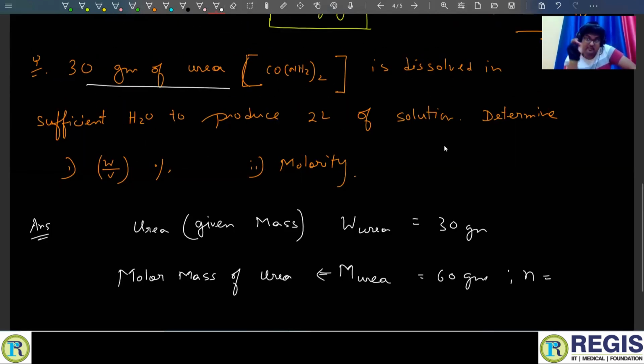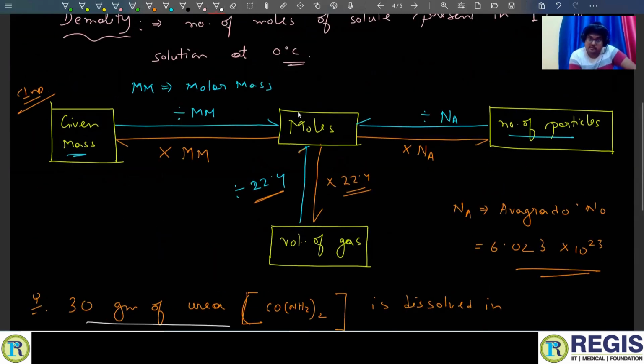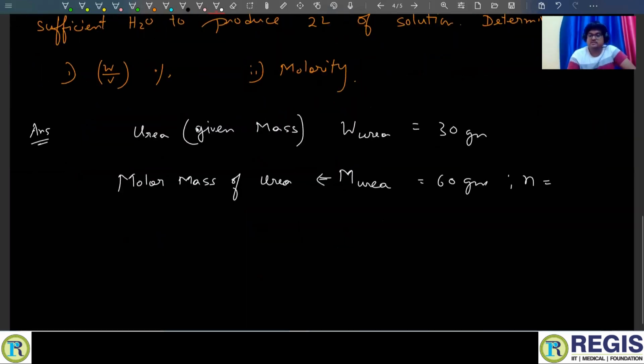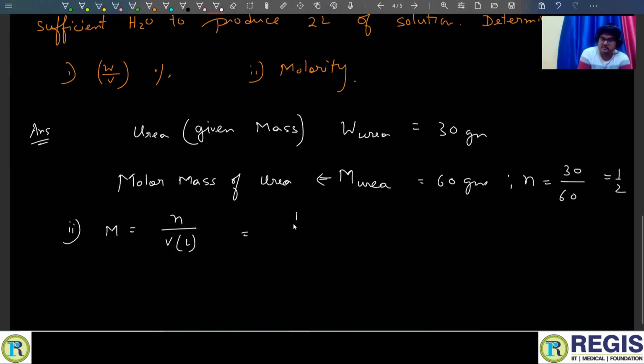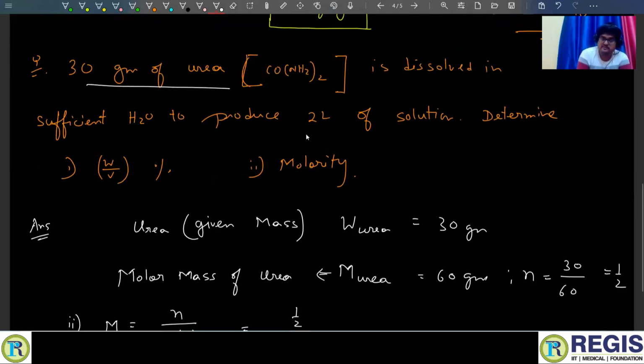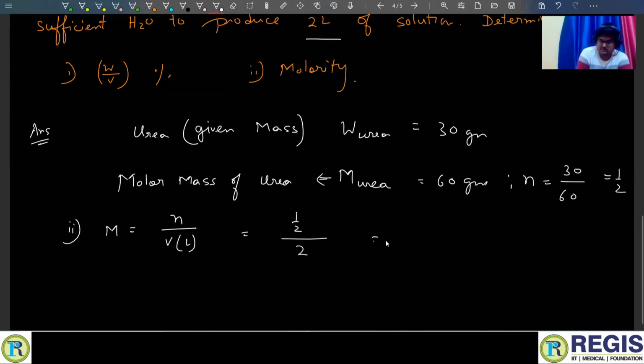That means division. You have to find number of moles. What is given? Given mass. So to get number of moles you have to divide given mass by molar mass. So what will be the value of moles? Given mass, which is 30 gram, molar mass, which is 60. So number of moles should be 1 by 2. First we are doing the molarity part. Molarity equals number of moles of solute divided by volume of solution in liter. Number of moles is 1 by 2. Volume of solution, which is given, 2 liter, divided by 2. That means we get 1 by 4, that means 0.25 M. M represents molarity.